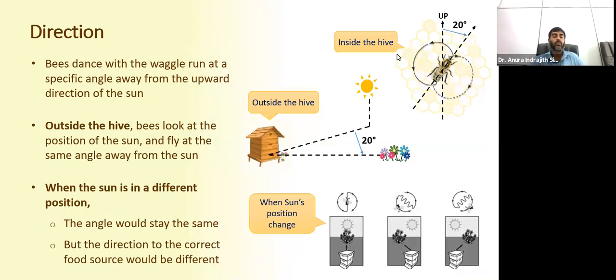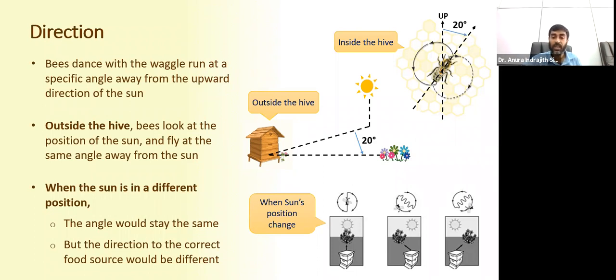Okay, now by having different types of dance, whether it is the round dance, the sickle dance or the tail wagging dance, they can give some idea about the distance to the food source. So what about the direction? I mean, in your friend's case, you say turn left, turn right, likewise. But here, what they do is they use the direction of the sun first, and they measure the angle from the direction of the sun to the direction of the food source.